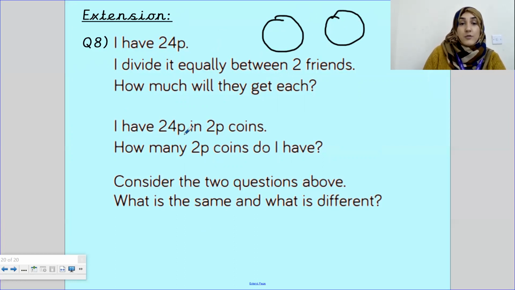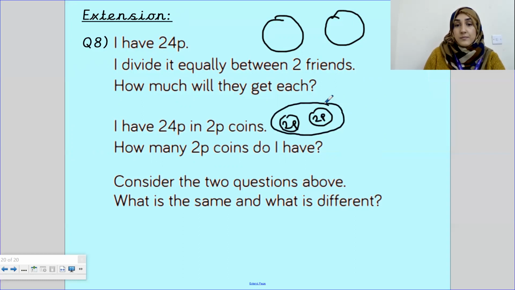Now, I have 24 pence in 2 pence coins. How many 2 pence coins do I have? The first thing you're going to do is draw 2 pence coins up to the value of 24p. And then you're going to group them into groups of two, just like this. And then how many groups do you have? Consider the two questions above. What is the same and what is different? So this one will really get you thinking for this question, okay?